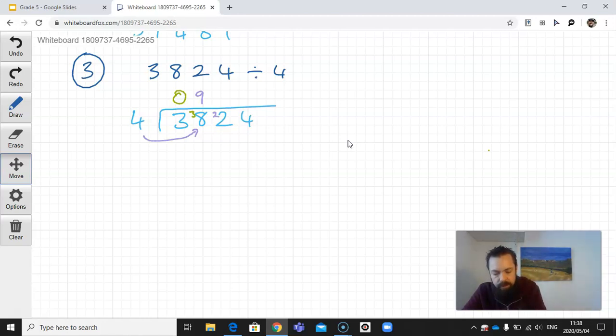All right, so let's just go through that again. We had 38, we asked how many times does 4 go into 38, and we got that it fitted 9 times, and 9 times 4 was 36. So we used 36 of the 38, which means we've got 2 left, and that's what goes to our neighbor.